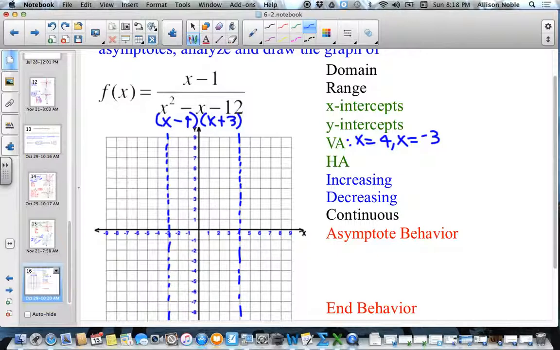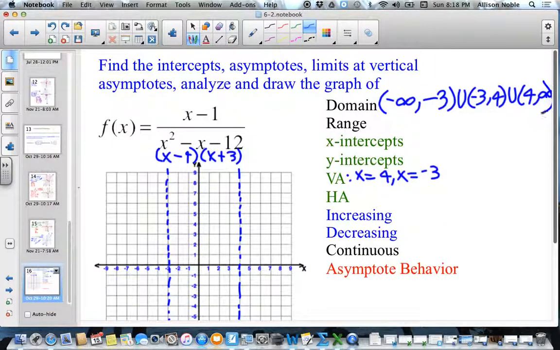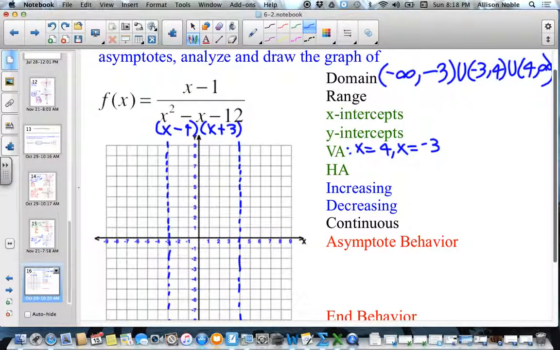And so my domain is going to be everything except for those. So negative infinity to negative 3, union from negative 3 to 4, union from 4 to infinity. My range, I'm actually going to wait on until I can see what my graph is. So if I look at my end behavior model, I have x over x squared if I'm comparing degrees, which means it is a bottom-heavy graph, which means that it has a horizontal asymptote at y equals 0.